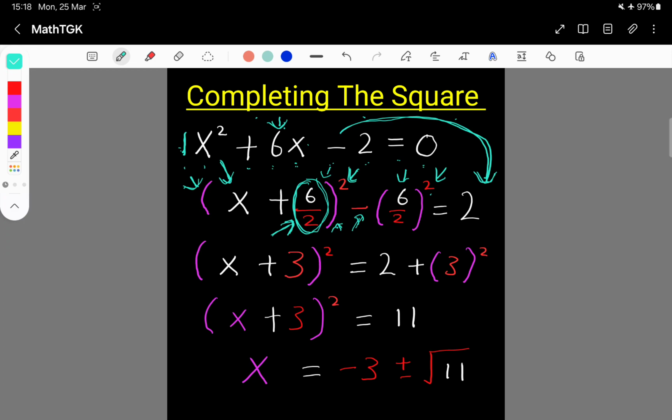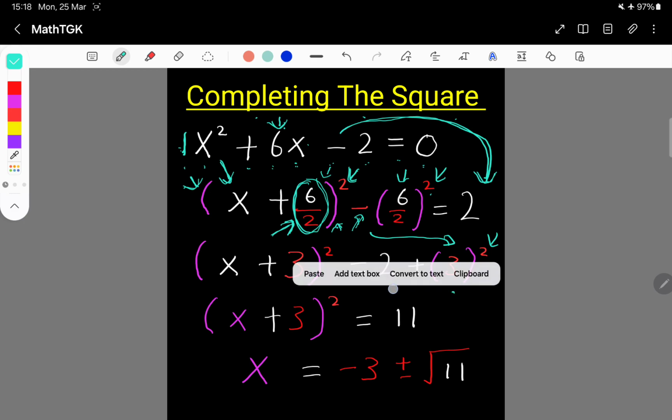Then the next step is you need to move this term to the right hand side. Okay, 6 divided by 2, you get 3. Okay, you move to the right hand side and then don't forget that there's a power of 2 here. Okay, so that's why 3 to the power of 2 plus 2, what do you get? You will get 11. Okay, then left hand side do nothing.